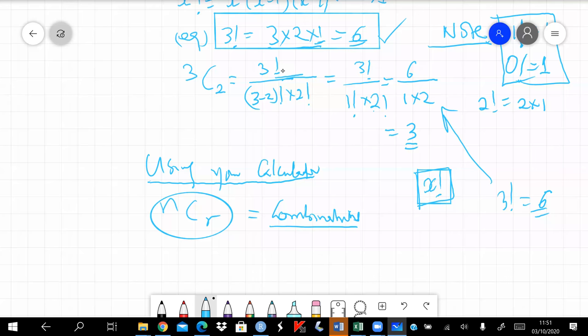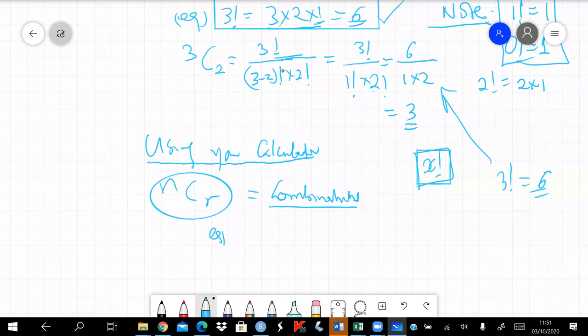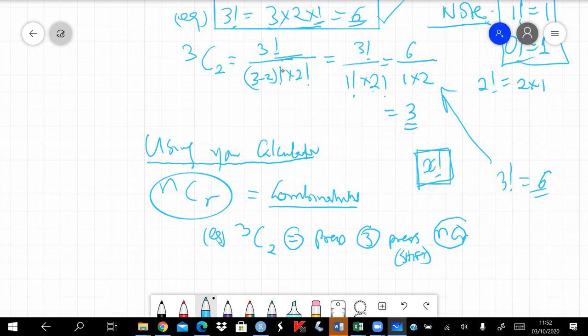But even more conveniently, it's using the combinations key. Okay. So for instance, if you want to obtain 3 combination 2, you just need to press 3, then you press that key. You may need to shift. In most of the cases, you'll be required to shift so that you get this function.